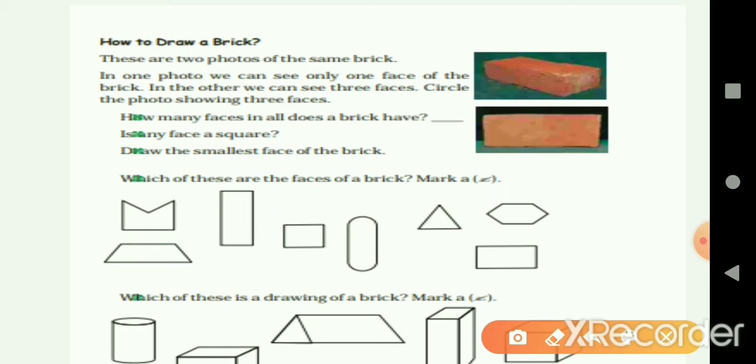So which brick has 3 faces? So obviously the first one has 3 faces. That's why I circle on it. With the help of this you have to give the answer of the following given question.